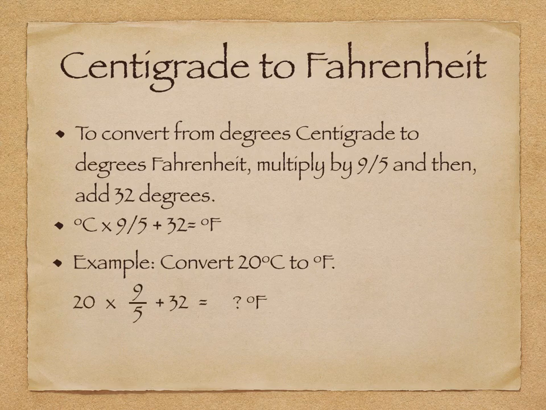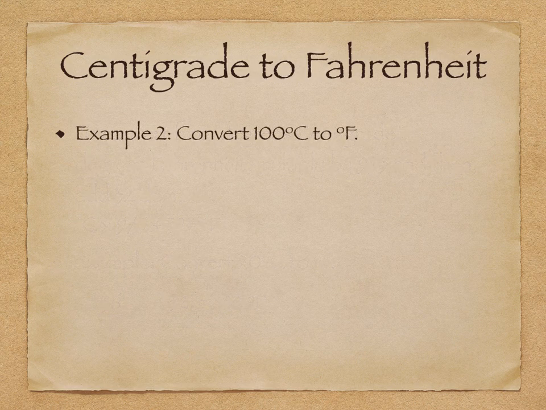So that's 20 times 9/5 plus 32. 20 times 9 is 180 divided by 5 is 36. And 36 plus 32 is 68 degrees. So that's 68 degrees Fahrenheit. Let's take a look at a couple of different examples.